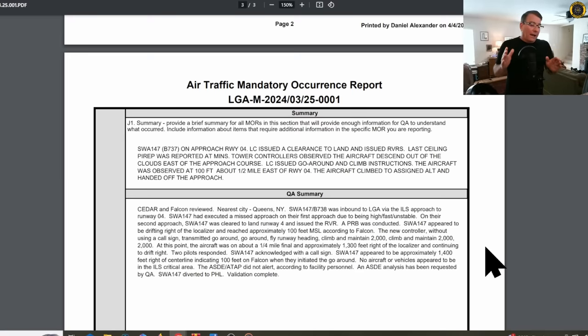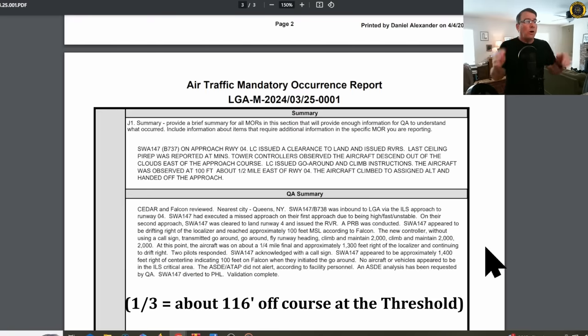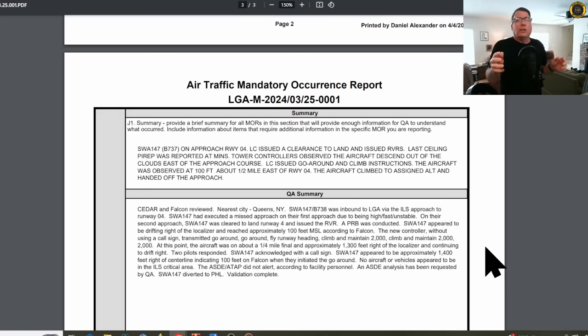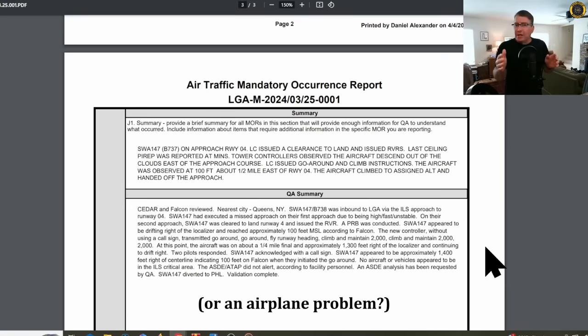When you're on an ILS approach and you are more than a third of a dot off course, left or right of the localizer, you need to go around. So was this crew using the correct equipment? Was the localizer tracking incorrectly? Was this an instrument problem or a crew problem?